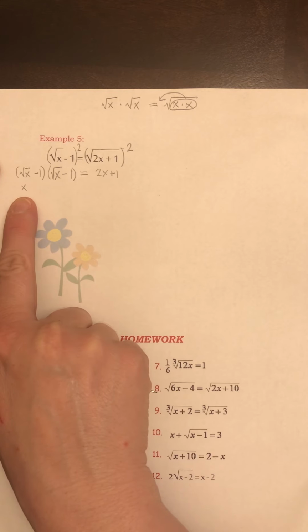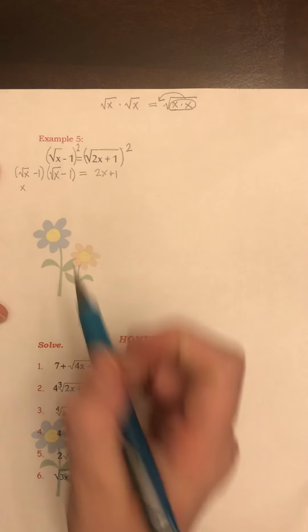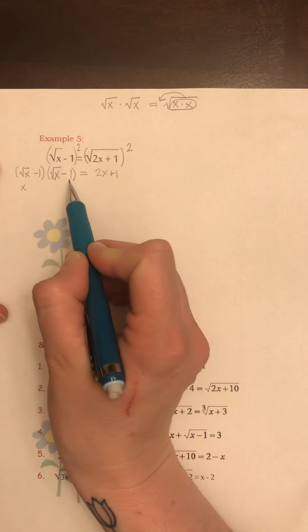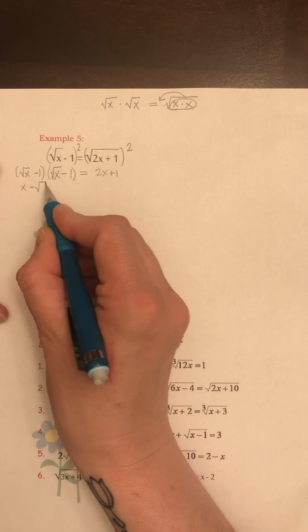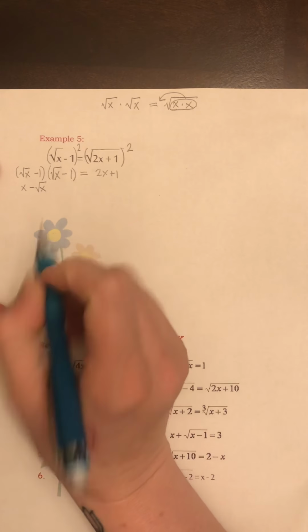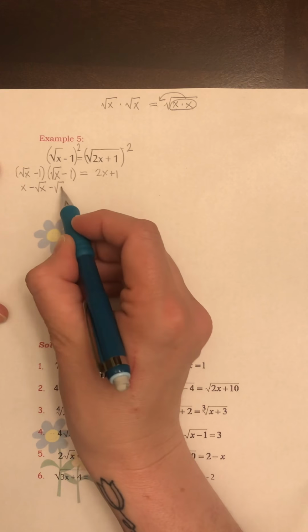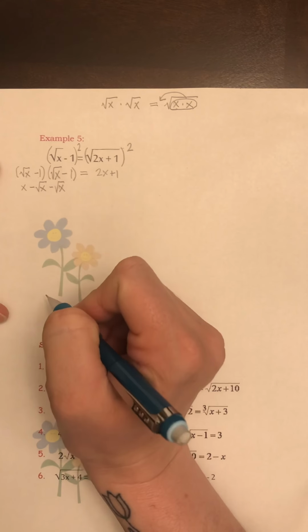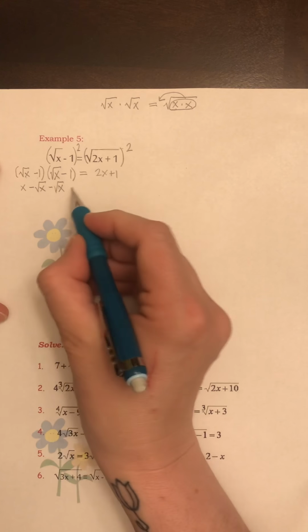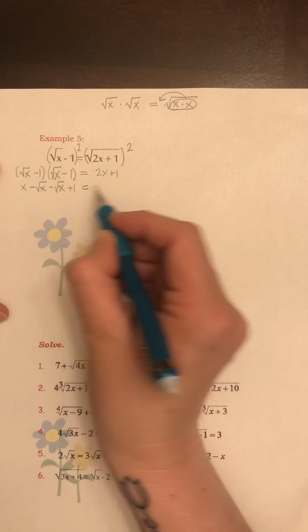Hopefully that makes sense. Now let's do outer. So square root of x times -1 is negative square root of x. Inner, -1 times square root of x is also negative square root of x. And then last, -1 times -1 is positive 1.